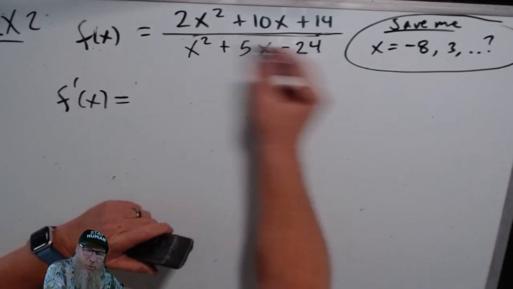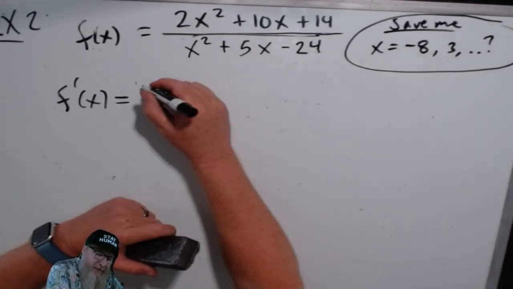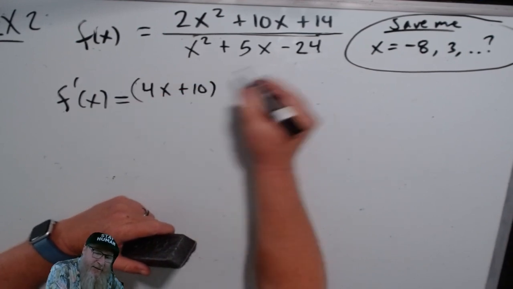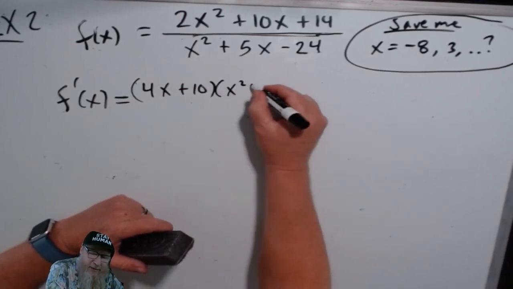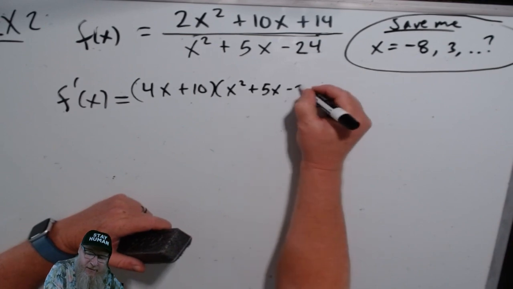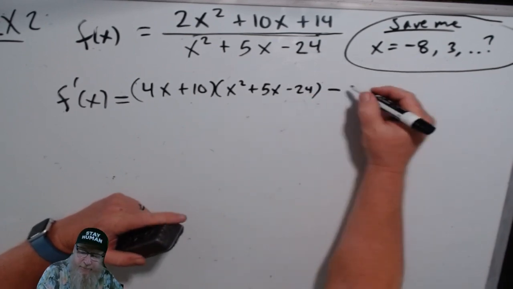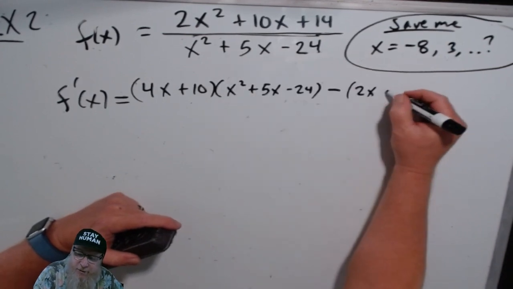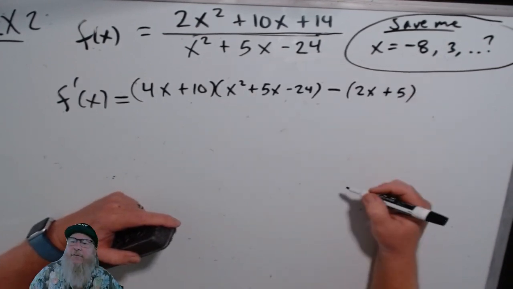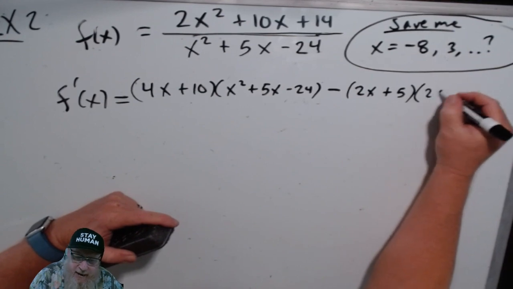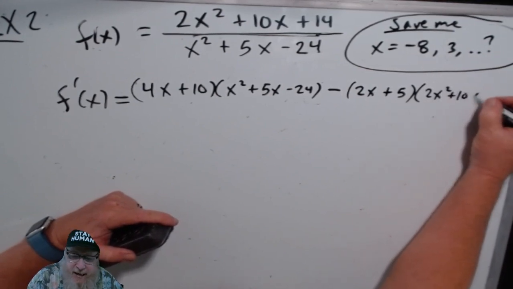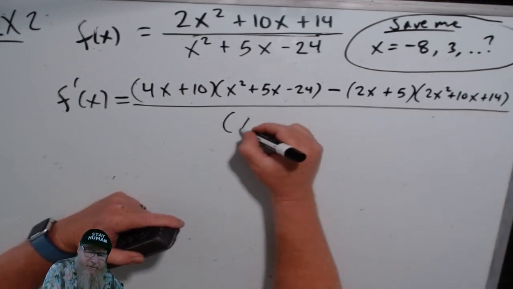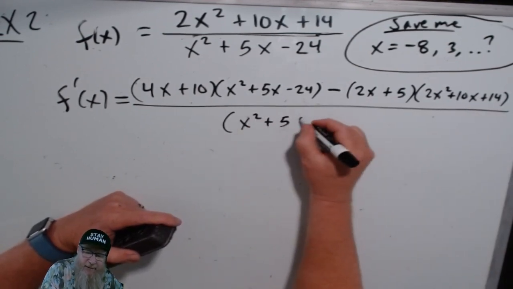All right, this is a quotient rule. So remember, derivative of the top. So that's 4x plus 10 times the bottom, x squared plus 5x minus 24, minus the derivative of the bottom, 2x plus 5 times the top, 2x squared plus 10x plus 14, all over the denominator squared.